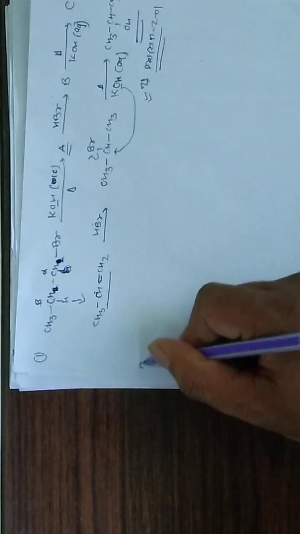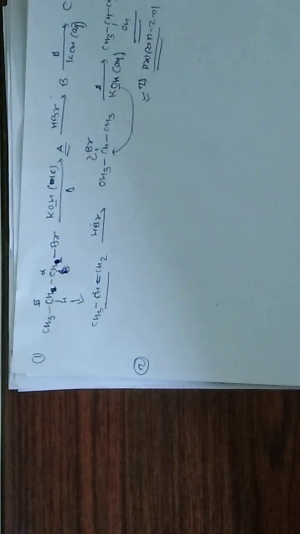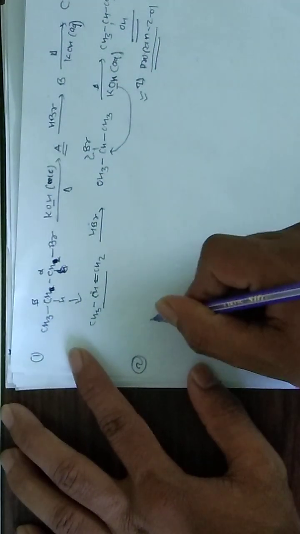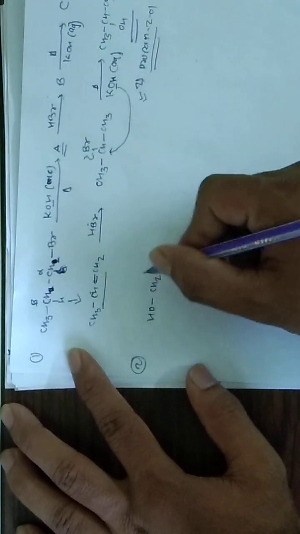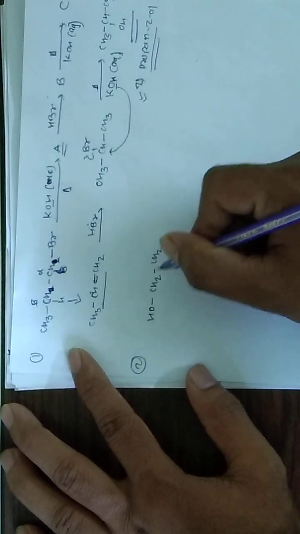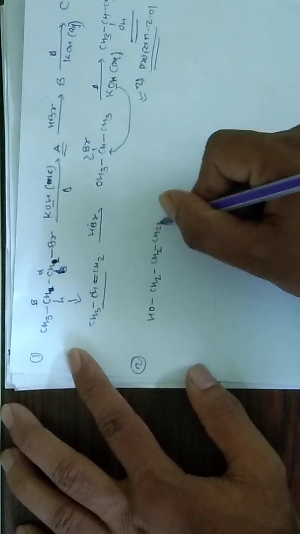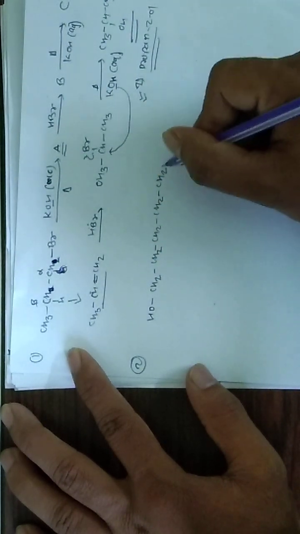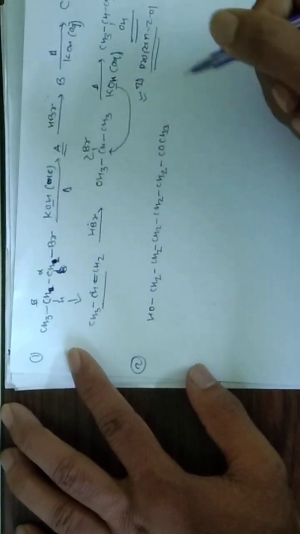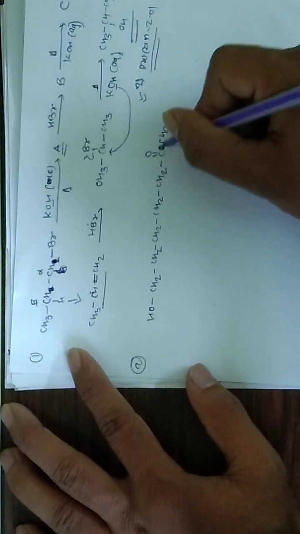Now the next question. In that question two statements are given. The first statement is the IUPAC name of the given structure: OH CH2 CH2 CH2 CH2 CH2 CO CH3. Here this one is a ketone.